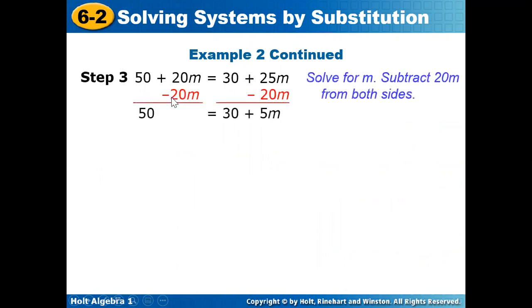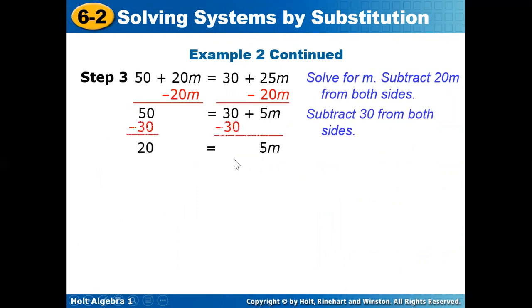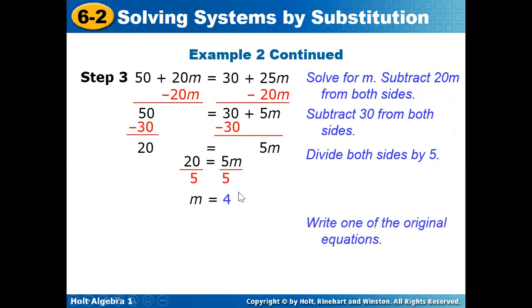Subtract 20m from both sides. Leaves you with 50 equals 30 plus 5m. Now we're going to subtract 30 from both sides to get this 5m by itself. Right? Gives us 20 is equal to 5m. Divide both sides by 5 and gives us m is equal to 4. So after 4 months, they'll be the same.